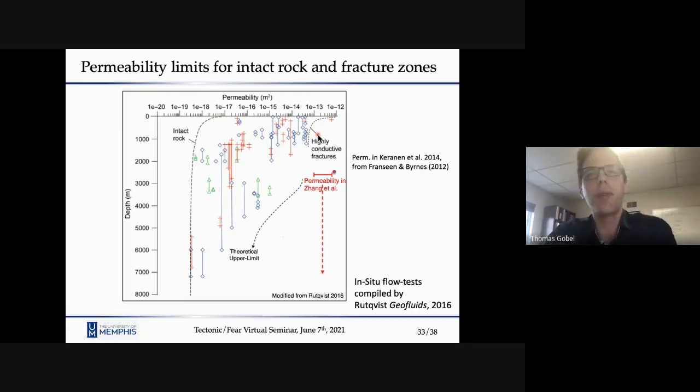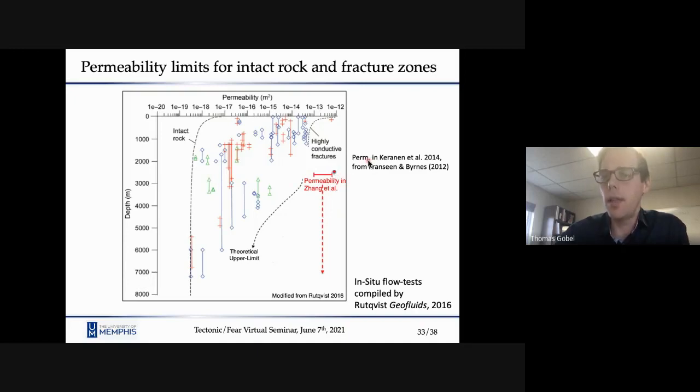Now, these values become quite interesting, right? If you compare them, for example, to the modeling study by Zhang et al., where he argued for this fluid conduit that will lead to this drawdown and pressure to large depth, right? So they would plot around here, right? The study at around 2.5 kilometers depth.